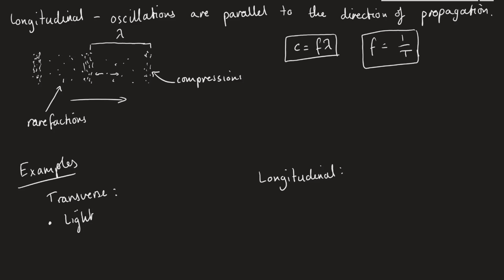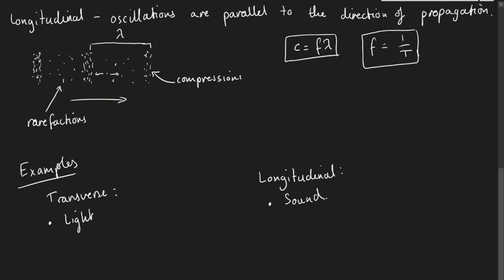And we can also, I'll show you in a second, how we can turn something that's longitudinal into a diagram that looks like a transverse wave. So light is a good example of a transverse wave, and sound is a good example of a longitudinal wave.